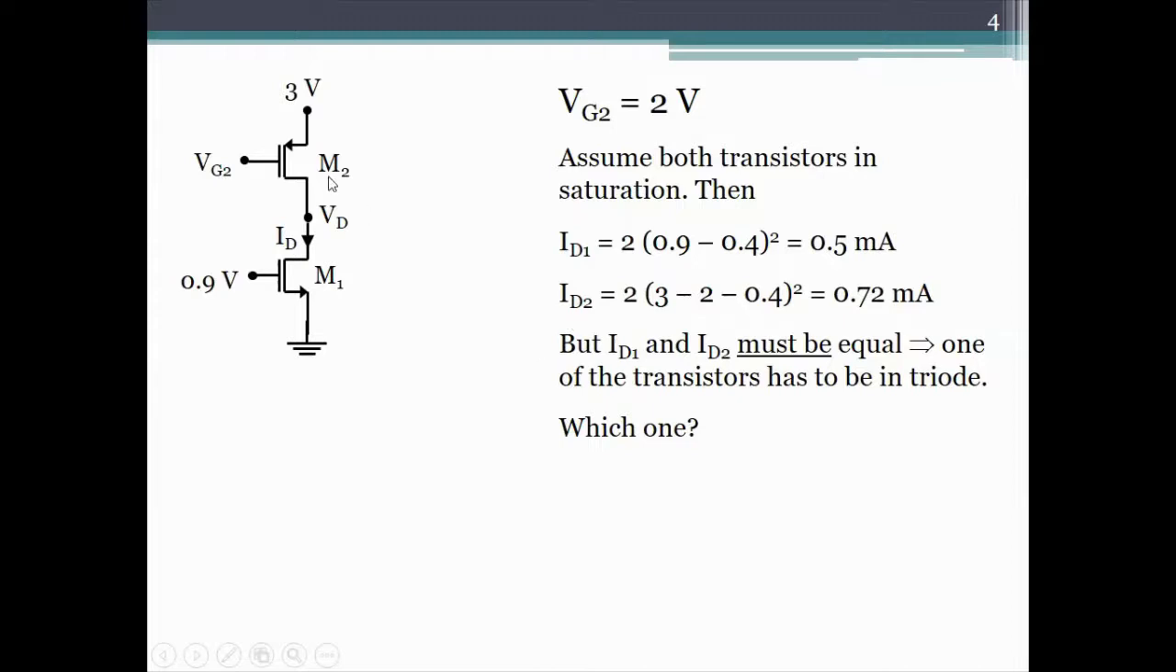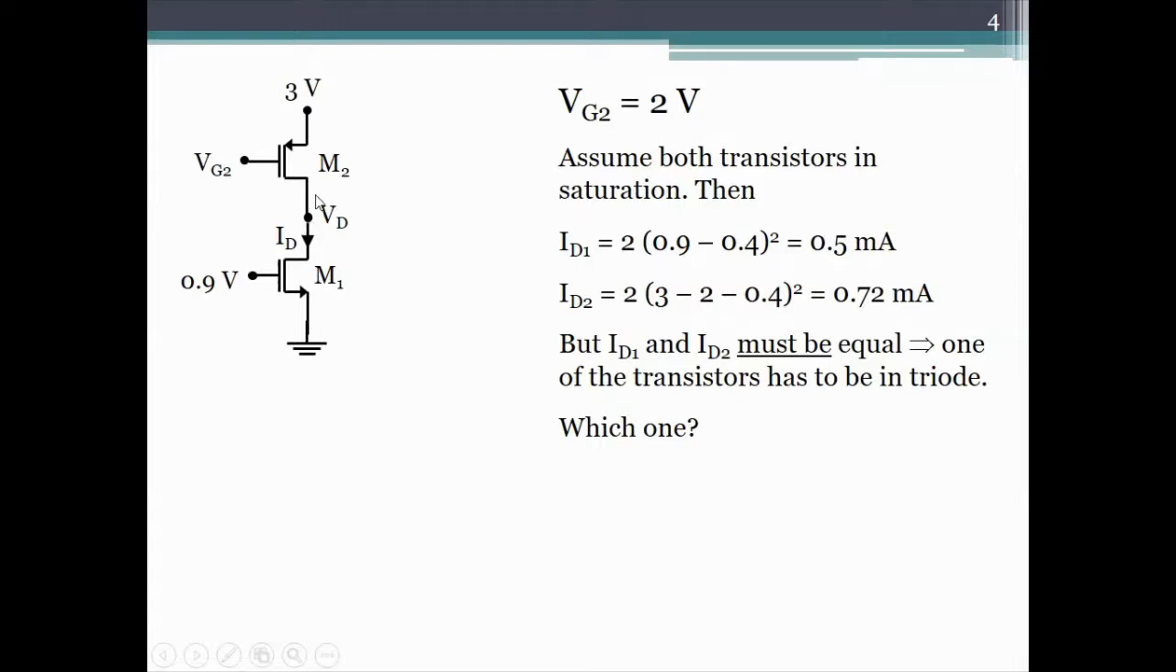ID2 for the PMOS, and this is the first time we are encountering a PMOS. So this is mu_P Cox W/L by 2, which is still 2, times (VSG minus mod of VTP) squared. Alright, VS is 3, VG is 2, minus mod of VTP, which is 0.4. That turns out to be 0.72 milliamps. Alright, now the currents are not equal. The currents of course have to be equal, Kirchhoff's current law at this node.